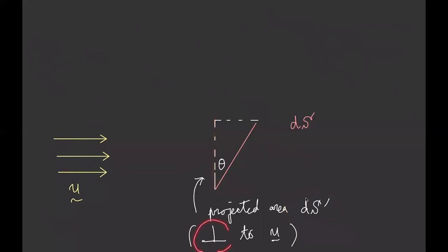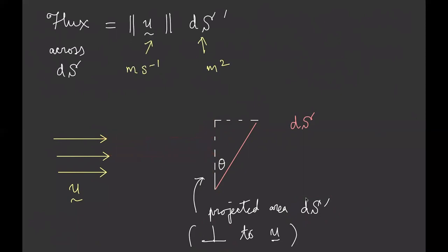And the point is that it's going to be perpendicular to you, which makes it easier to actually do the calculation or come up with an argument. So the flux through this projected area ds prime is then going to be, well, what is it going to be? Well, I just need to take the size of the velocity and multiply it by this particular area. That's what it's going to be.